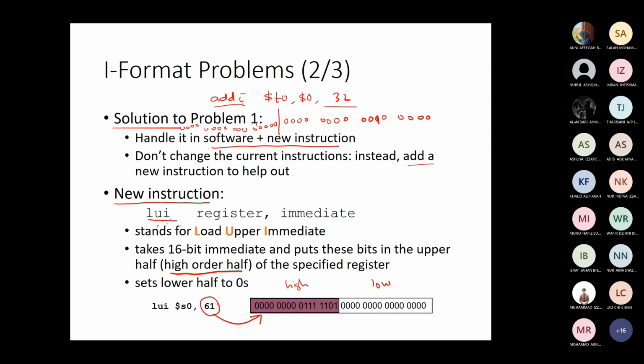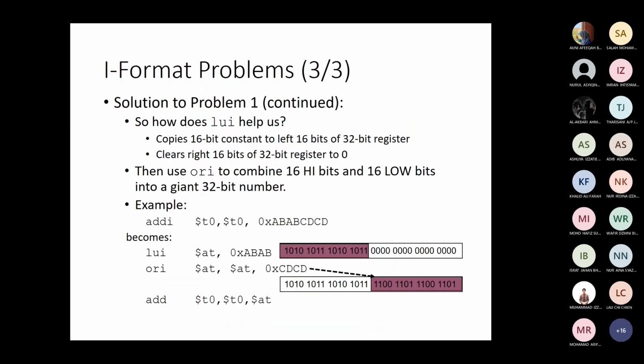So when we use ADDI or maybe SLTI, they always put it in the low half. But if you are using load upper immediate, then it loads that data, number, or constant to the high order half, and for the low order half, it sets everything to all 0. So how does LUI help us?